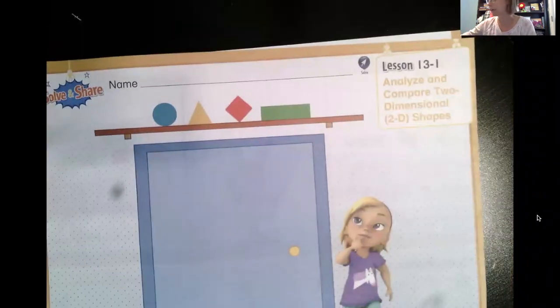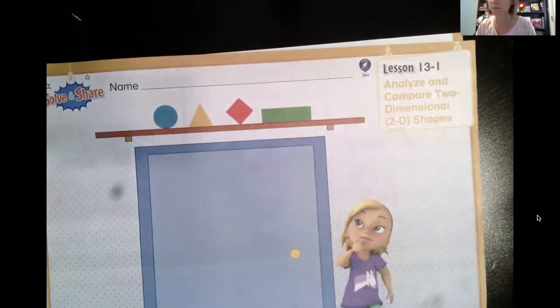It is analyzing and comparing two-dimensional shapes. Now, a two-dimensional shape is a shape that Mrs. Powell was helping to let you guys know is a flat shape. It's flat because it doesn't have a length and a height and a width. It just has a length and height. So two-dimensional shapes are flat and three-dimensional shapes are solid. Today, we're only talking about flat shapes.